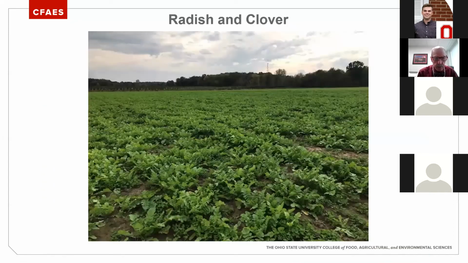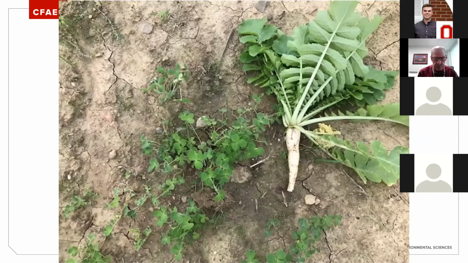Next slide. This is a combination of radishes and clover. So the radishes break up the hard pan, and the clover helps to build soil.